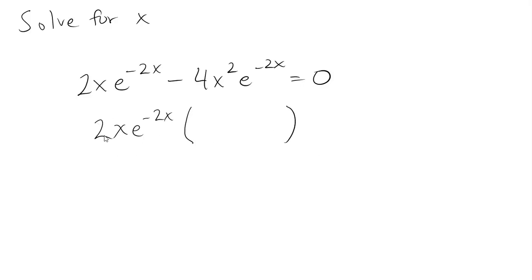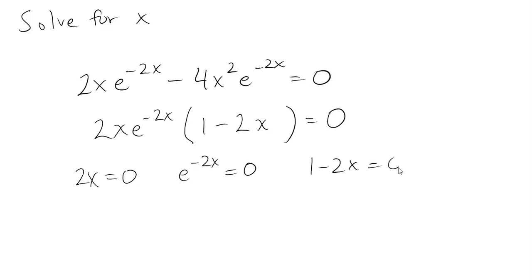When you pull 2x e to the minus 2x from itself, it leaves behind a 1. I hope you didn't forget that 1. When you pull 2x e to the minus 2x from minus 4x squared, you get a minus 2. Negative 4 divided by 2 is negative 2. And you're also left with an x, because x squared divided by x is x. We pulled out the e to the minus 2x. So we have 2x equals 0, or e to the minus 2x equals 0, or 1 minus 2x equals 0.